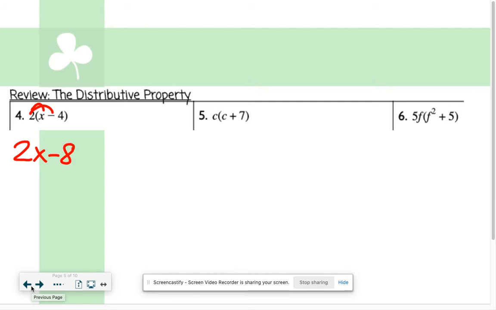So then the next one would be c to the second. Yeah, c times c would be c squared. And what about c times 7? 7c. Okay, this next one, what about 5f times f squared? Yep, 5 is just going to be a 5, and then we're going to have 3 f's now. Perfect. And what about 5f times 5? 25f. 5 times 5 gives us 25.